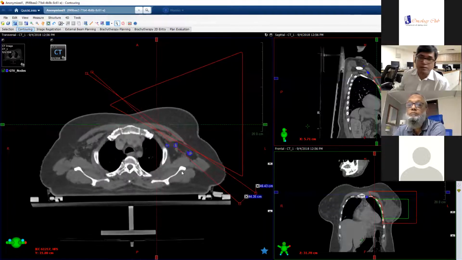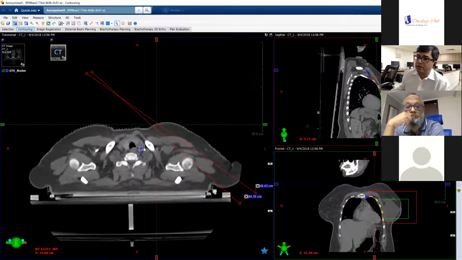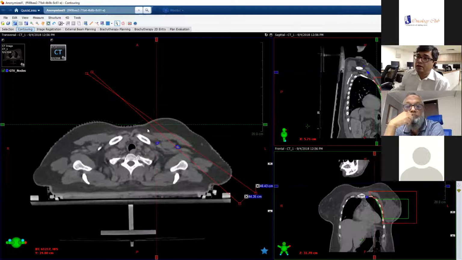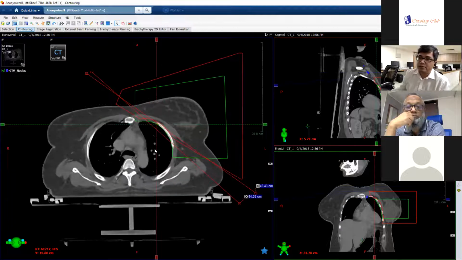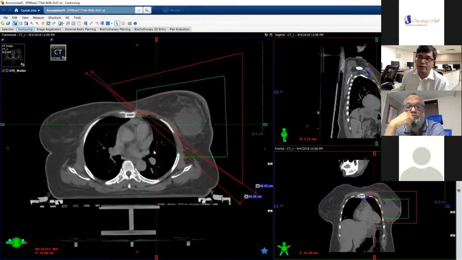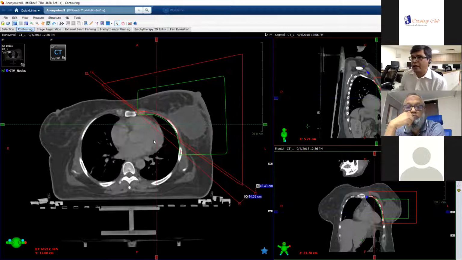I'd probably be using some more conformal technique. I'd probably be trying to cover all of these nodes with some additional margins, giving them a CTV and everything. But if this was an early breast cancer patient, node negative, T1, T2, ER/PR positive, I wouldn't need very fancy or very hi-fi techniques to treat this case.